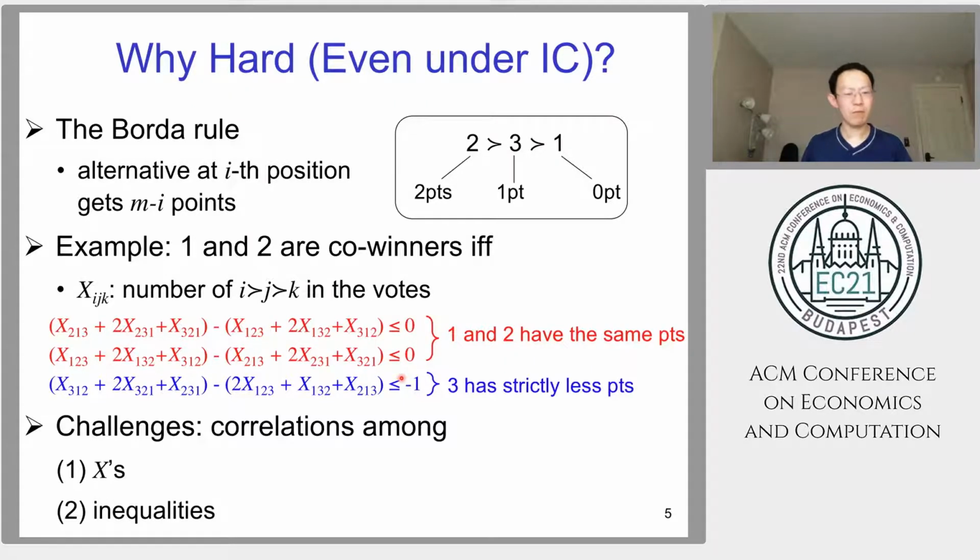So why is it challenging to look at the probability? The challenges mostly come from two correlations. The first is a statistical correlation among these x variables, because they are not statistically independent. The second comes from the inequalities, which might imply each other in the general case.